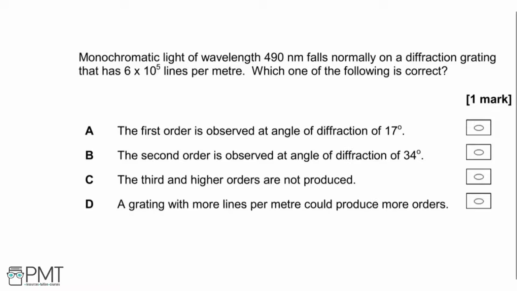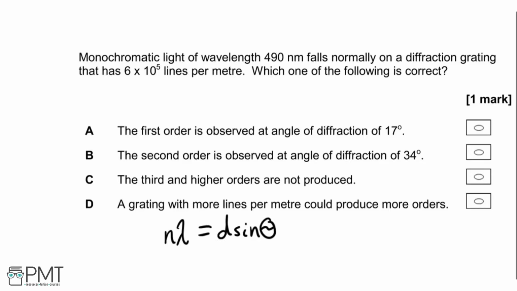So if we start off by writing down the diffraction grating equation, so there we have n lambda equals d sine theta. So the number order that we're dealing with multiplied by the wavelength of the light is equal to the spacing of the gaps in the grating multiplied by the sine of the angle of the individual maximum that we're looking at.